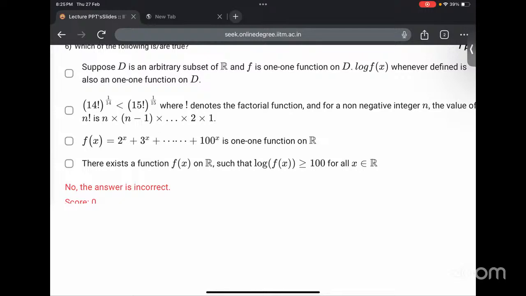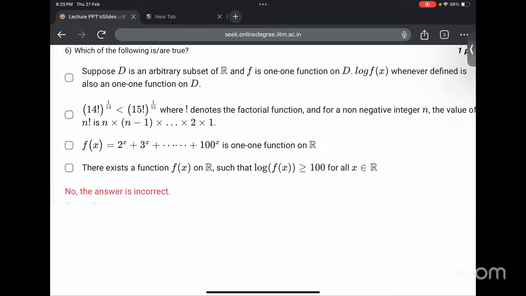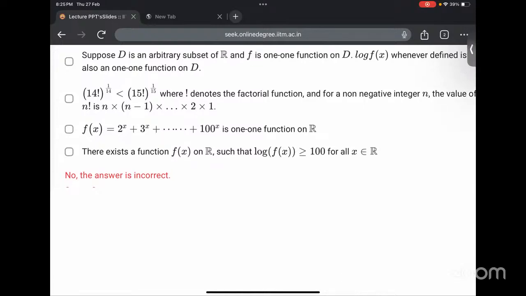Any idea? Any idea? You can try it. It may be wrong, it may be right, doesn't matter. Just try it at least. What is coming to your mind? What should be the fourth option?